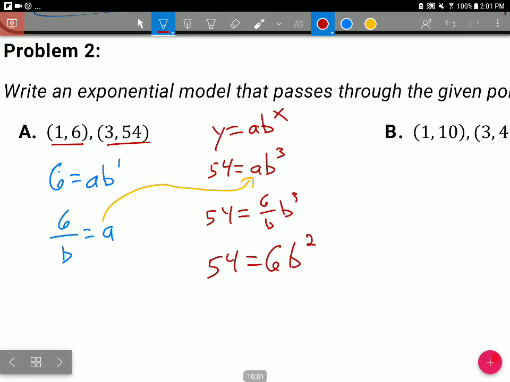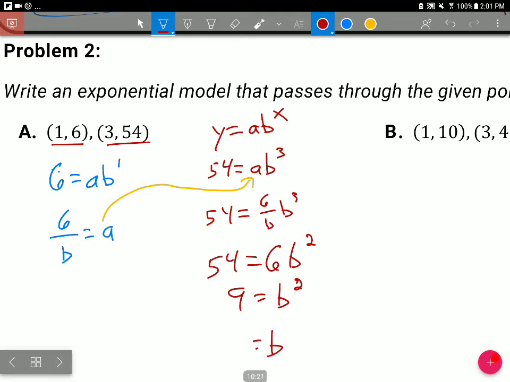Divide by 6. So what's 54 divided by 6? 9. Okay, where are you going to go from there? You've got a square, so take the square root. So what's the square root of 9?